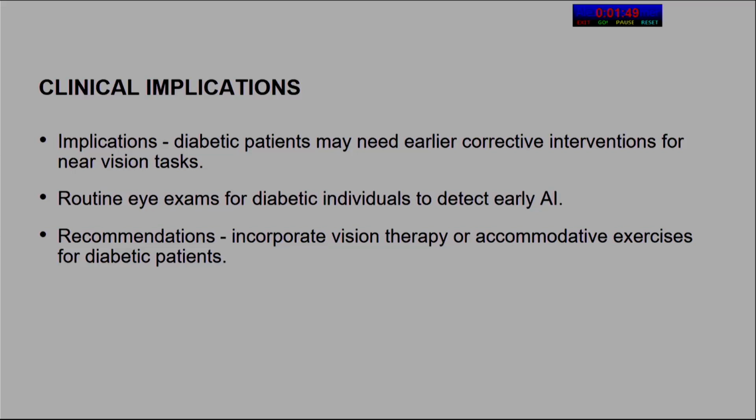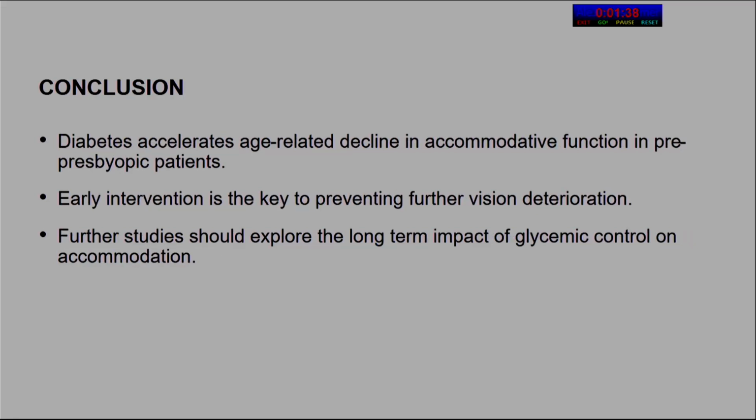Implications are that diabetic patients may need earlier corrective interventions for near vision tasks, and routine eye examinations for diabetic individuals to detect early accommodative insufficiency. And I conclude that diabetes accelerates age-related decline in accommodative function in pre-presbyopic patients. Early intervention is the key to preventing further vision deterioration.